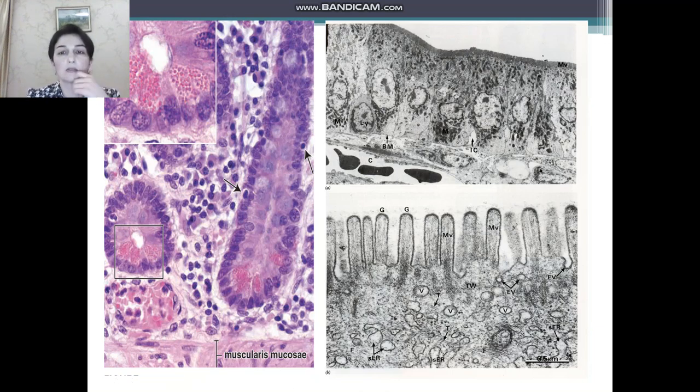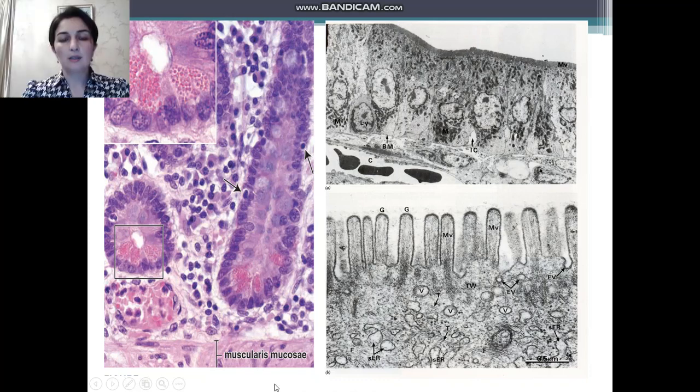Now let's talk about the types of cells which cover the villi and crypts, that is the lining of the small intestine. First of all, the majority of cells are formed by surface absorptive cells. They are those cells which will perform final digestion of the food components and their absorption. Here we have also the goblet cells. Goblet cells are mucus production cells.